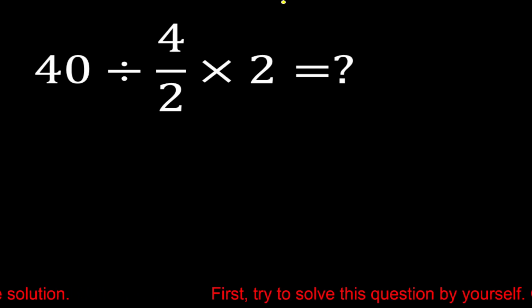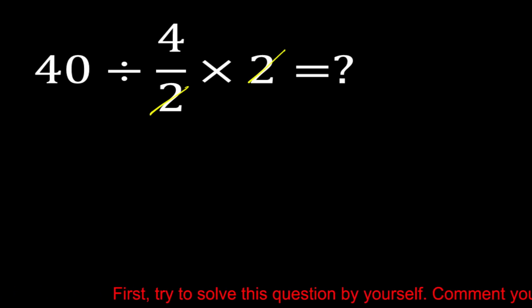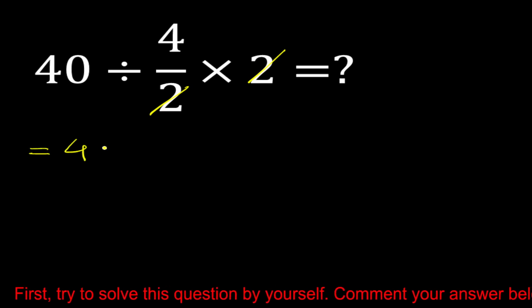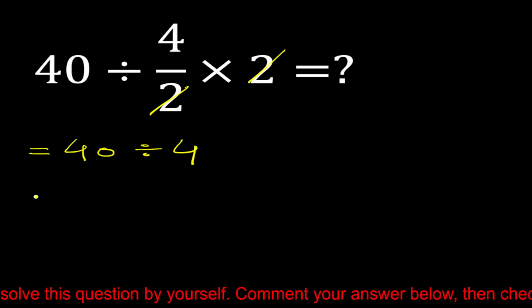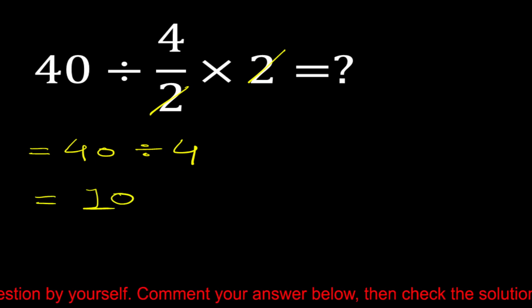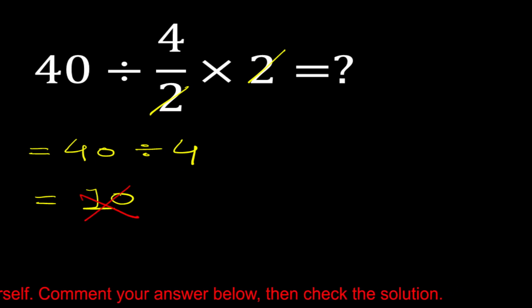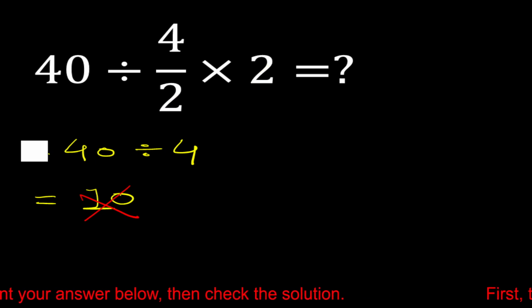So most people solve this question like this: cancel this 2 by 2 is equal to 40 divided by 4. Now 40 divided by 4 is equal to 10. Okay, but this answer is not correct. This answer is completely wrong. So now let's solve this problem correctly by using the PEMDAS rule.